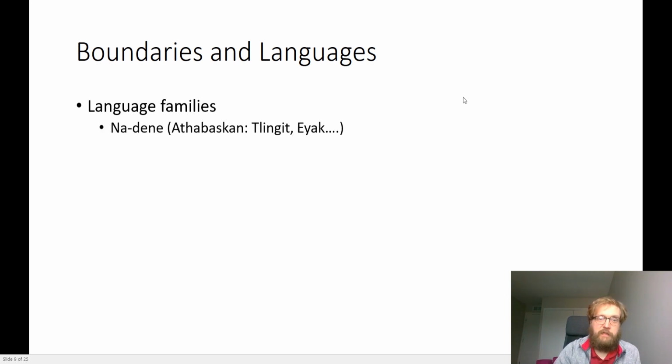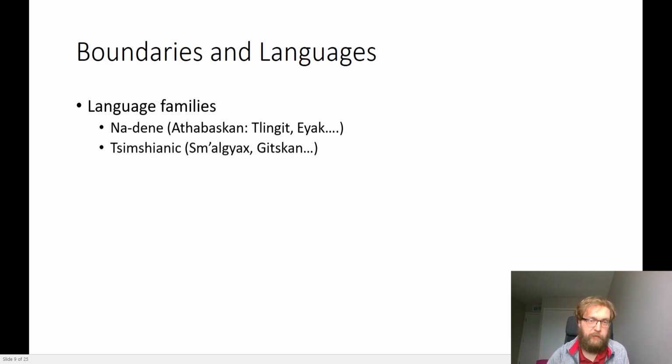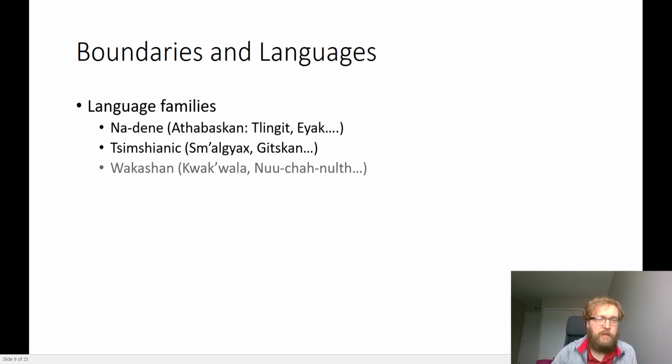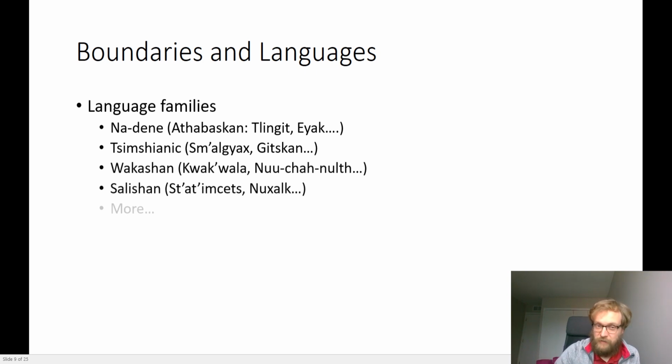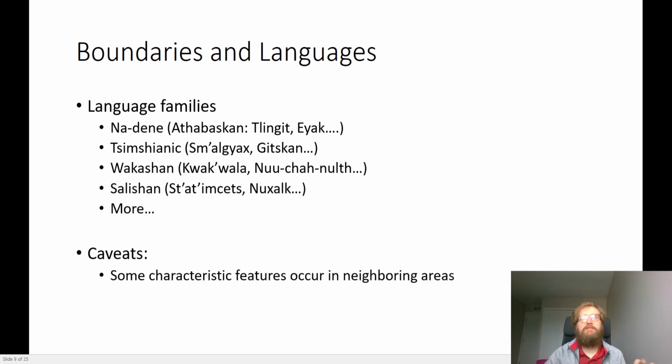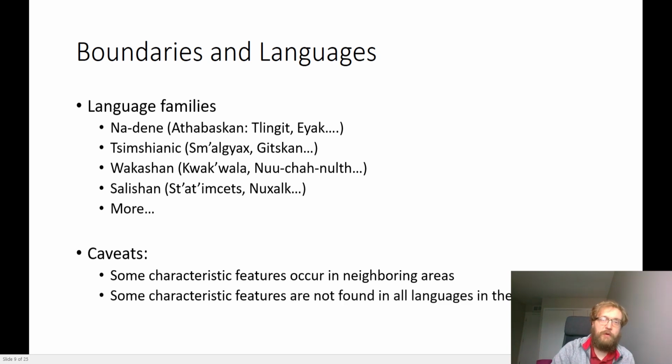For instance, there are Na-Dene languages, Athabascan languages, that is to say, languages related to Navajo, related to Alaskan languages, Tsimshianic languages, Wakashan languages, Salishan languages, and all sorts of others, including language isolates. As a few caveats here, there are definitely some features that we talk about that are not unique to this area, and some of the features that we're going to talk about are not found in every single language of this area. That's pretty typical.